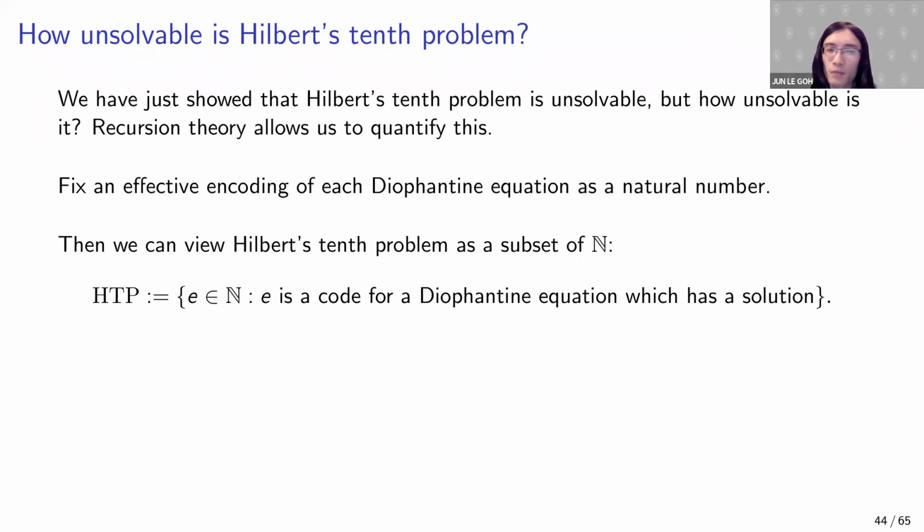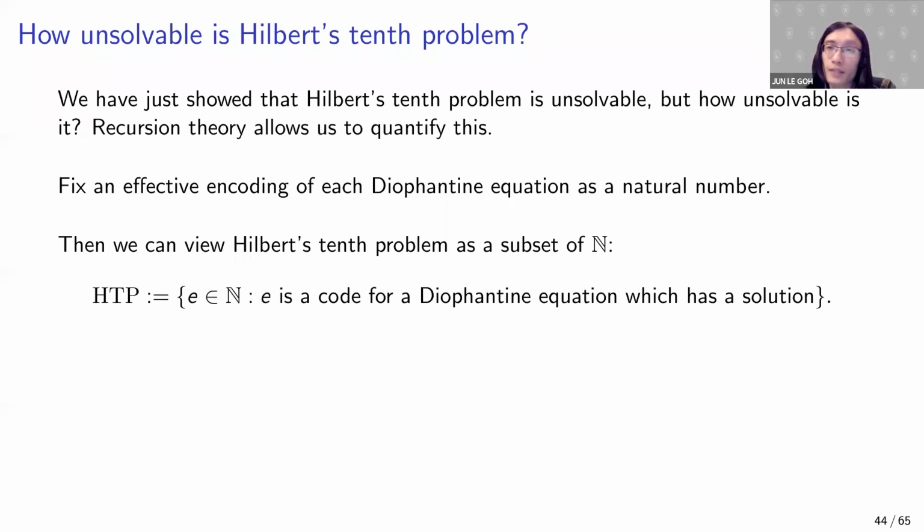The point is that once we encode each Diophantine equation as a number, we can think of Hilbert's 10th problem as a set of numbers. Namely, it is the set of E such that E is a code for a Diophantine equation which has a solution. Some Diophantine equations have solutions, so their codes will be in this set HTP, whereas other Diophantine equations have no solutions, so their codes will not be in this set.